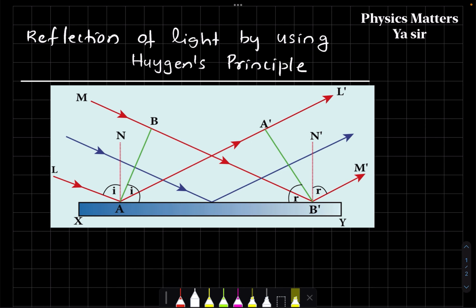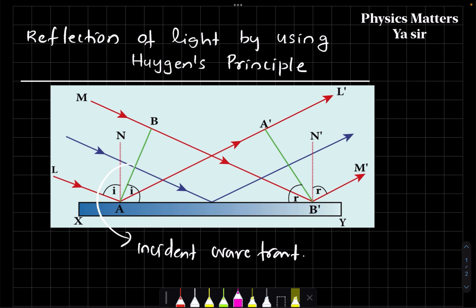So here I already gave the diagram. You can mark those letters. Look at this here. LA is an incident wavelet, and MB is also an incident wavelet. Those are the incident waves. Here I also gave a central one, this is the direction of propagation. Here AB is a wavefront. What wavefront is that? This is the incident wavefront.